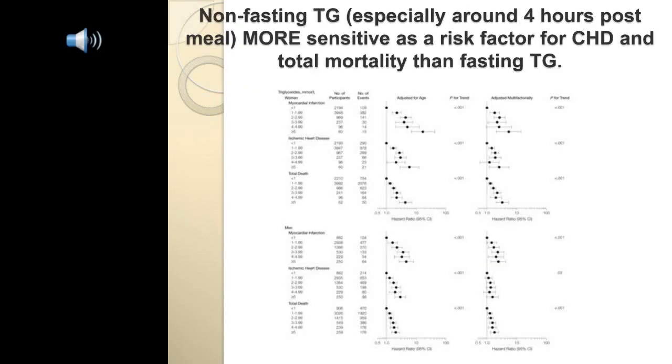And this slide illustrates for you the superiority of non-fasting as compared to fasting triglyceride levels for the assessment of risk of myocardial infarction, cardiovascular disease and total mortality in men and women. As you see, the increasing risk across quintiles, and the most effective measurements tend to be those which were taken about 4 hours after the previous meal.